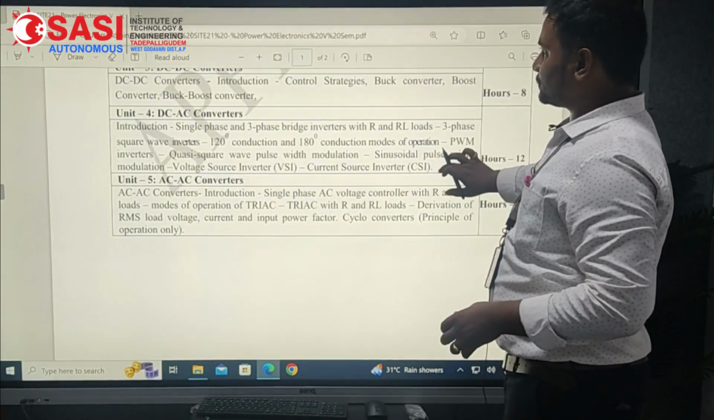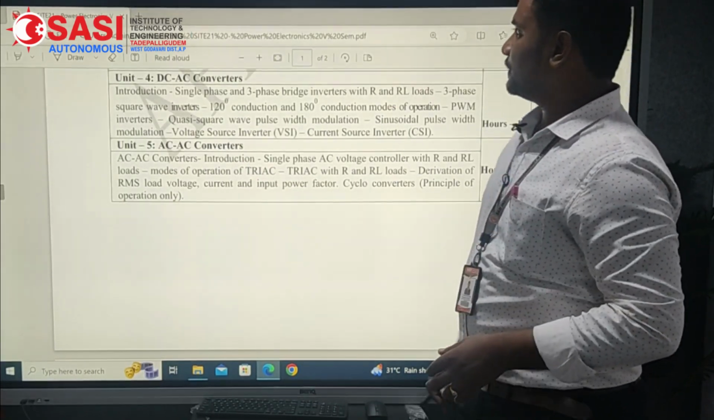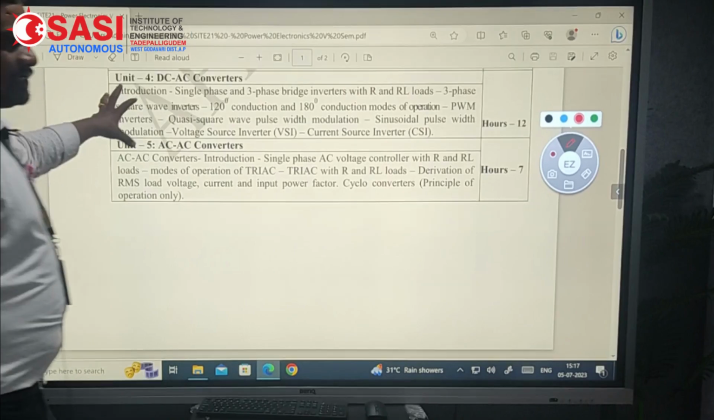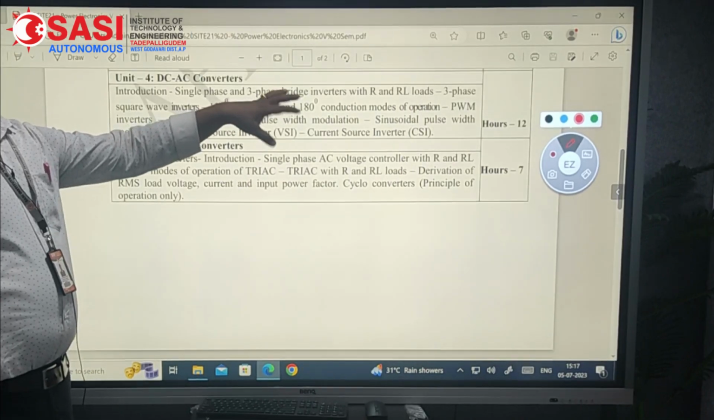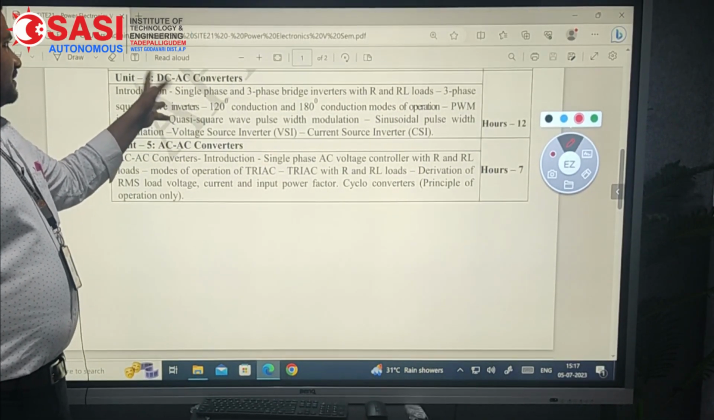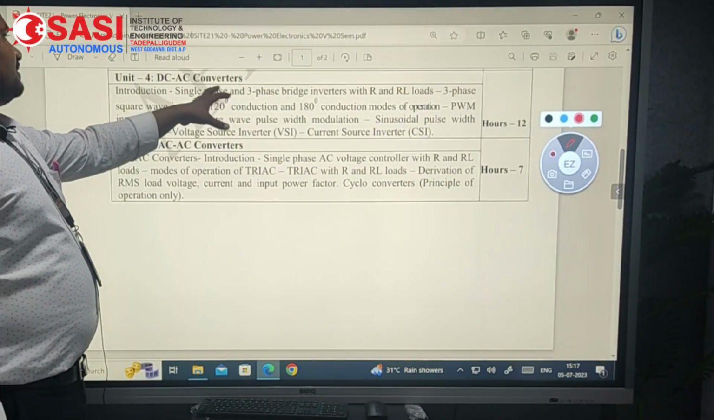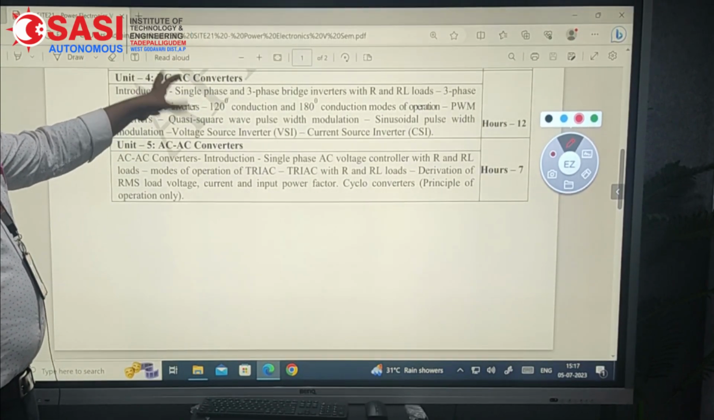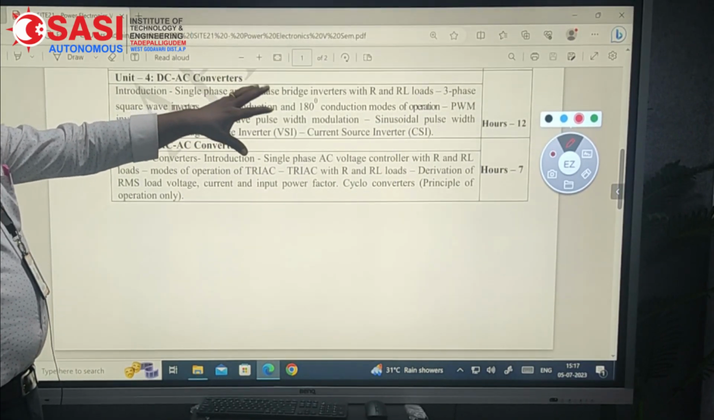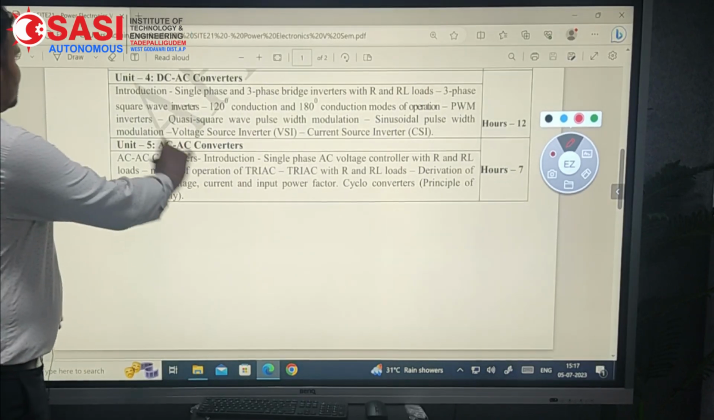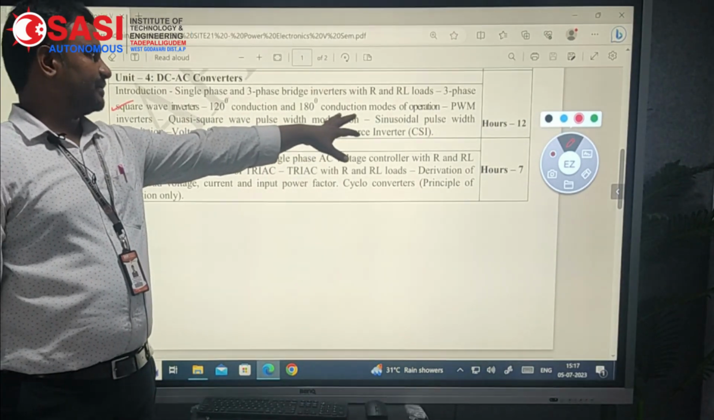And move on to the fourth unit here. We will start with the introduction of single phase and three phase bridge inverter with R and RL load. So generally what happens here, DC is converted into AC, that means fixed DC is converted into variable AC. In that we have three different inverter configurations to produce the single phase and three phase bridge configurations with R and RL load, and three phase square wave inverter also we have to analyze in this module with 120 degree conduction and 180 degree conduction mode of operation.